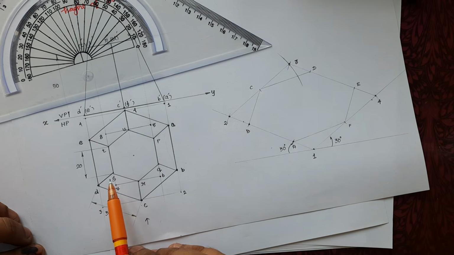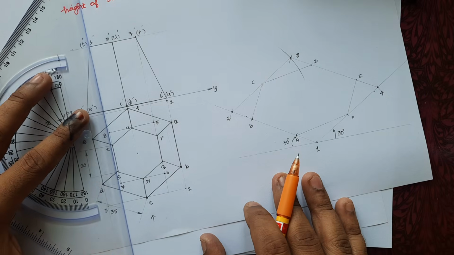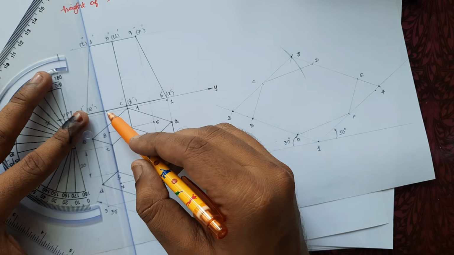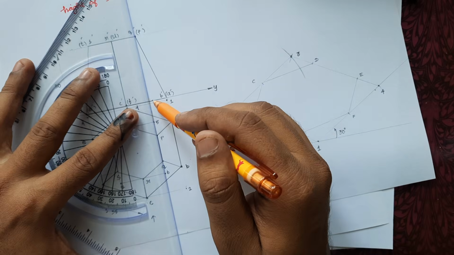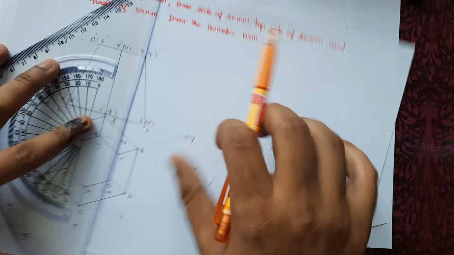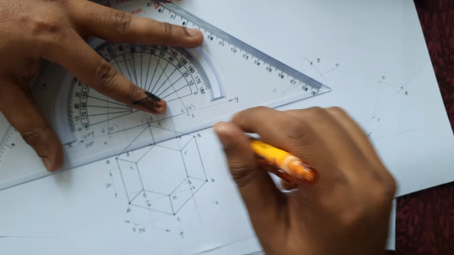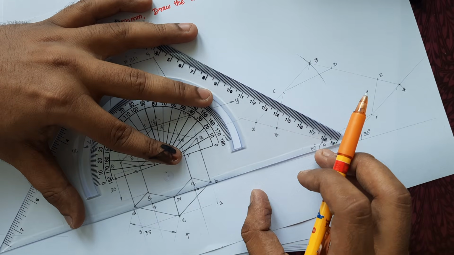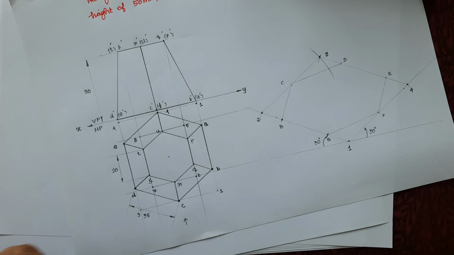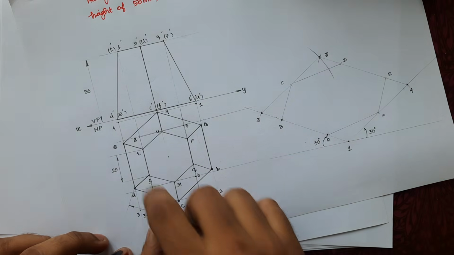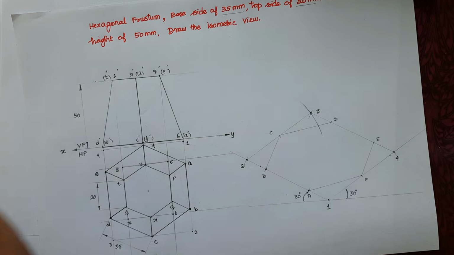Now I need to transfer the rectangle here. So for that, here, the rectangle having 2 vertical lines, and also the rectangle having 2 horizontal lines. First of all, I need to transfer the rectangle here, and after that I need to draw the hexagon.